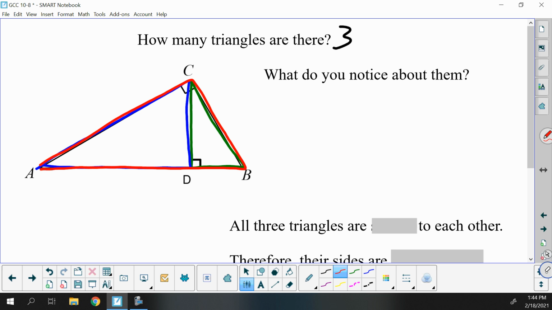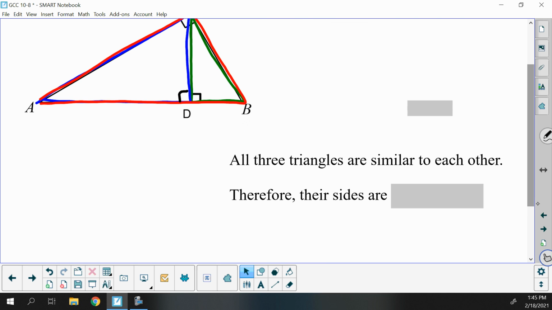Let's compare the blue and the red. They each have a right angle, because this would have to be a right angle here as well, and they each share angle A, so the blue and the red would have to be similar by the angle-angle similarity postulate. Well, if the red is similar to both the blue and the green, then the blue and green must be similar to each other. So what do we notice about them? In this box here, we have that all 3 triangles are similar to each other. Because they are similar to each other, we know our sides are proportional. And that is the basis for what we will be doing with this type of picture today.